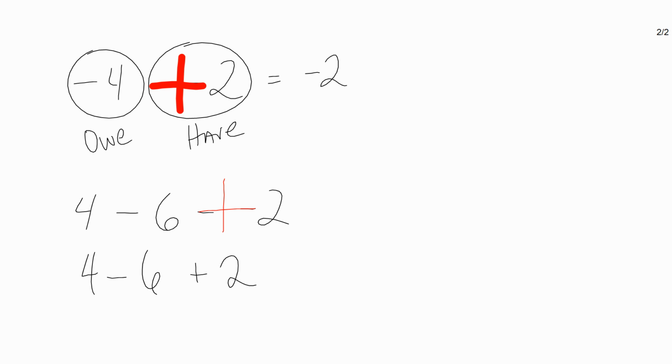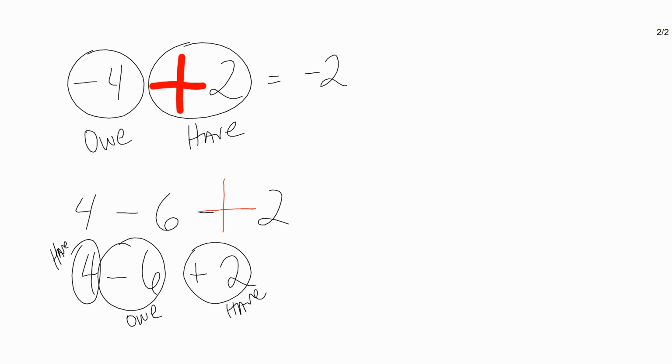So 4, this means you have. This means you what? You owe. And this means you have. So how much do you have in all? $6. How much you owe? 6. So what is that? Break even. If you owe Walmart $6 and you have $6, you walk out of the store with whatever you got and no money.